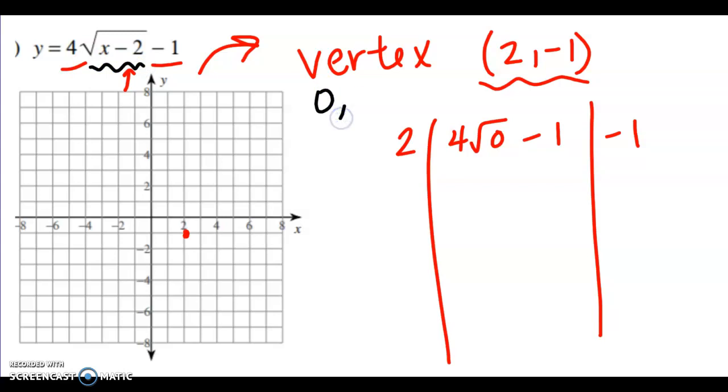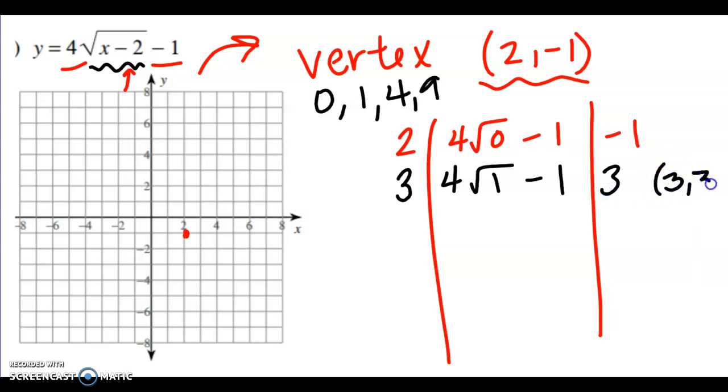The next number I want to plug in: we just did 0. Now we need to do 1, 4, and 9. So if I want to get this to 1, what minus 2 gives me 1? Well, that would be 3. So now I've got 4 times the square root of 1, minus 1. So 4 times 1, because the square root of 1 is 1, is 4. Minus 1 is 3. So my next ordered pair is 3, 3. I can go ahead and graph that over 3, up 3. Again, you're going to see a huge jump here because we're multiplying it by 4, so it's 4 times larger.